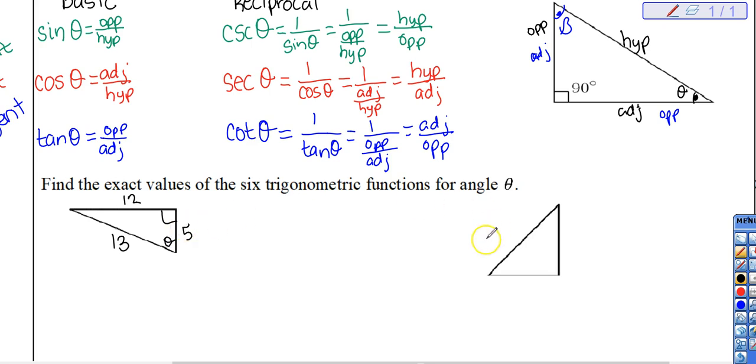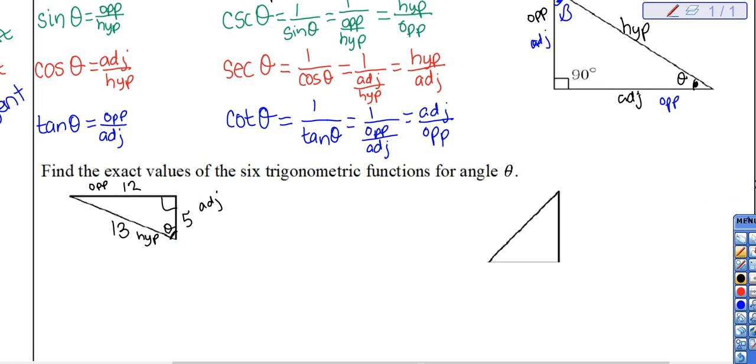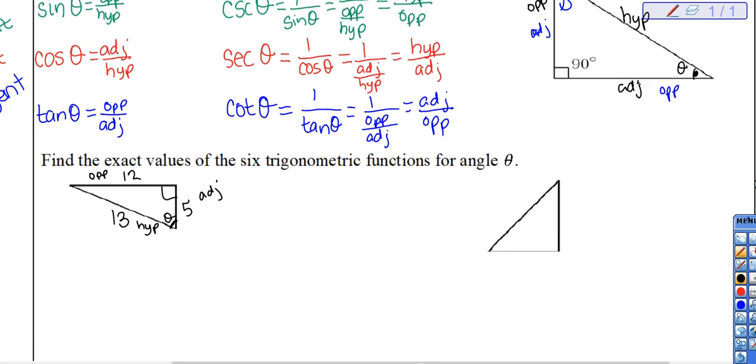So here's my perspective. If I'm going to write the trig functions that go with angle theta, I put my eye right here on the triangle. So I'm looking at the triangle from this perspective, and I label it. So 12 is opposite, 5 is adjacent, and hypotenuse is always the easy one to find, right? Because it's always the same. We have to make sure that we don't get our sine and cosine mixed up, because angle theta and angle beta switch opposite and adjacent.